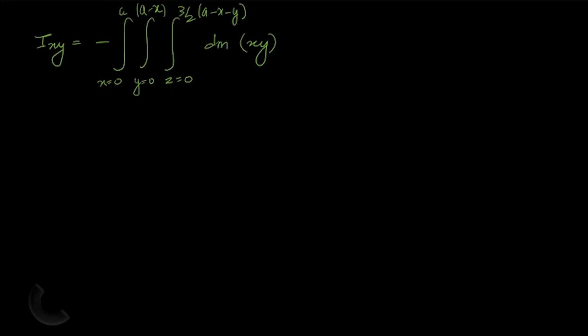So let's move to the next element, Ixy, which is equal to minus xy dm. These are the limits: z equals 0 to 3 over 2a minus x minus y, y is going from 0 to a minus x, and x is equal to 0 to a. So now let's substitute for dm, which is rho dx dy dz. So this is minus rho integrals z, y and x, this is the order, and this is xy dz dx.